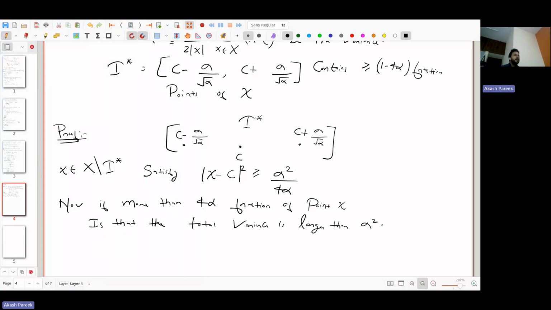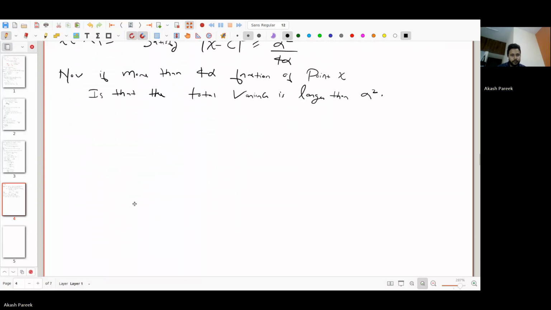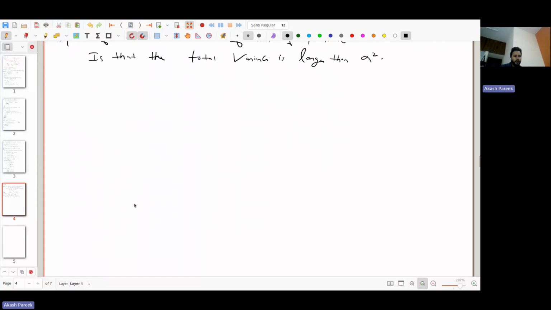So what we have shown is that there is some interval I star such that many points lie in that interval. But this is not exactly the interval that we were considering earlier. Our interval was I. So let's now give some bound on I itself. What we will show is that the interval I has smaller length than I star with high probability, yet I also contains a lot of true points. This is what we want to show.